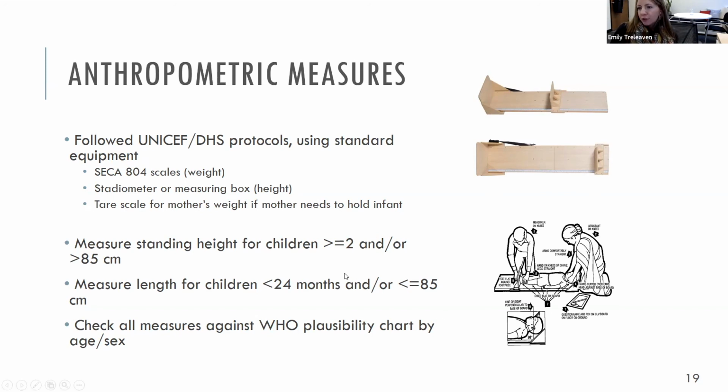Typically children over 2 or 85 centimeters are measured standing up, whereas children under 2 or less than 85 centimeters are measured lying down. There are some standard corrections if a child of a certain age needs to be measured in the atypical way. And then we can also check all measures against a plausibility chart estimated by the WHO for each age and sex. So what is the minimum and maximum biologically plausible height and weight for a child of a specific age in months and sex?